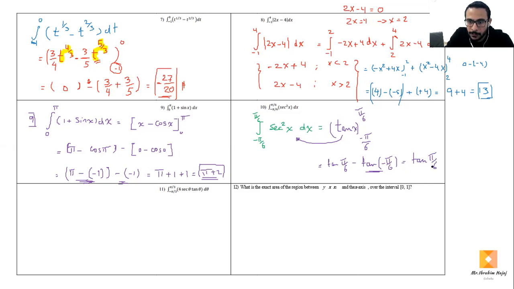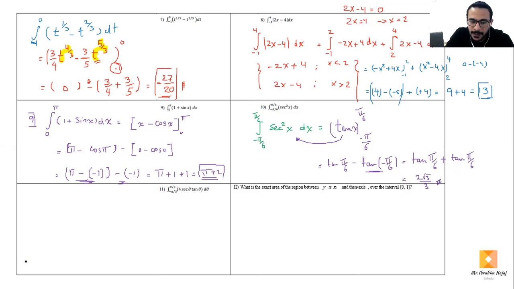So tan negative pi over 6 is equal to what, guys? Is it equal to negative tan pi over 6? Negative tan pi over 6, yes. So negative becomes positive tan pi over 6. So tan pi over 6 is tan 30. Tan 30, I think, is 1 over radical 3, or radical 3 over 3, plus radical 3 over 3. So we have 2 over radical 3. Now, 2 radical 3 over 3.